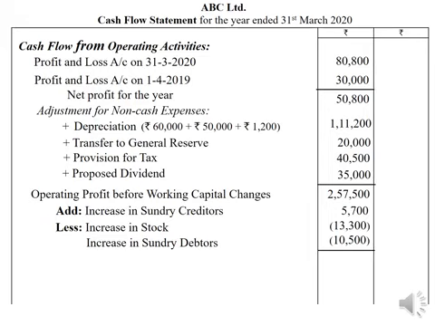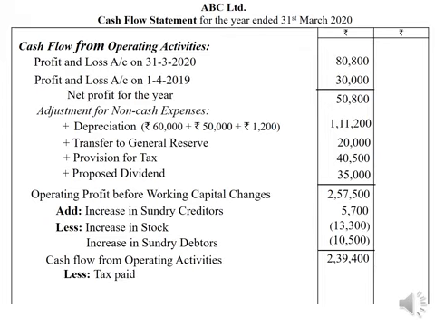Therefore, add the items over here. So we get 2,39,400. So 2,57,500 plus 5,700 minus 13,300 minus 10,500 will give you 2,39,400. It should be taken as cash flow from operating activities. As tax paid information is there in the problem, we can take this amount as cash flow from operating activities.